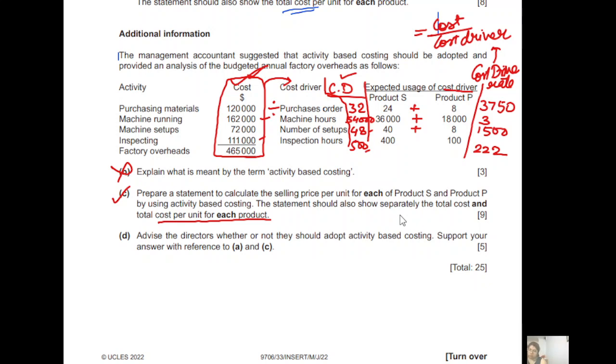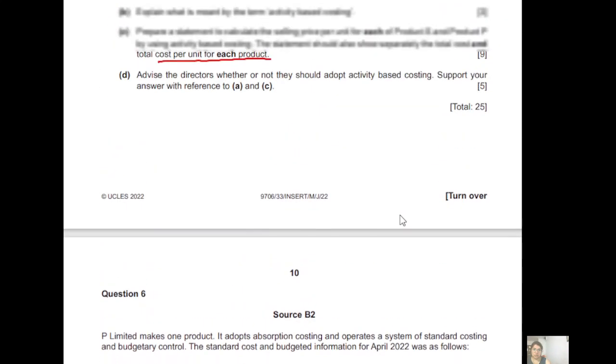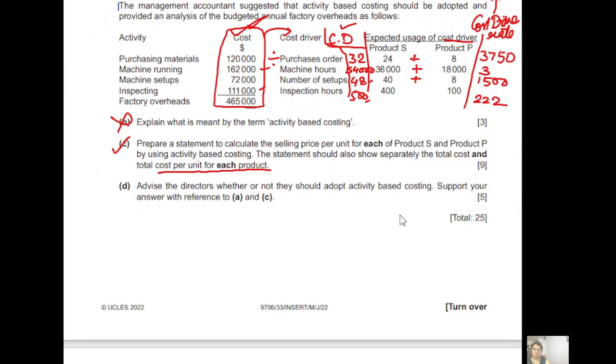So what you have to do is make a proper statement, and for that we need some space. So we can utilize this space. For that, just give me a second.